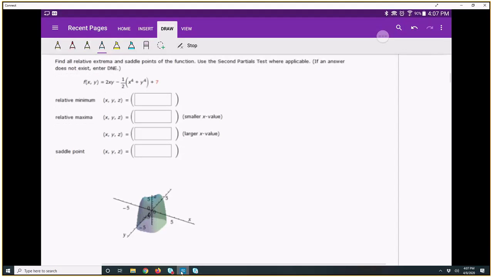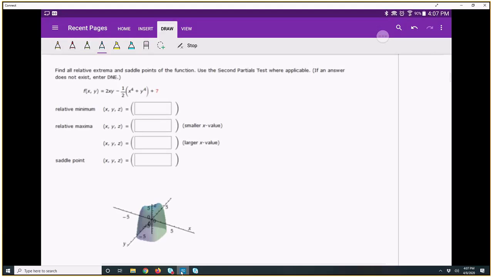Let's do one more example of similar type. This is asking us to find relative extrema and saddle points of the function. Use the second partial derivative test where applicable. So as usual, we're going to start by finding fx, the derivative of f with respect to x, and I will get 2y minus 1/2 times 4x to the power 3, which is equal to 2y minus 2x cubed.